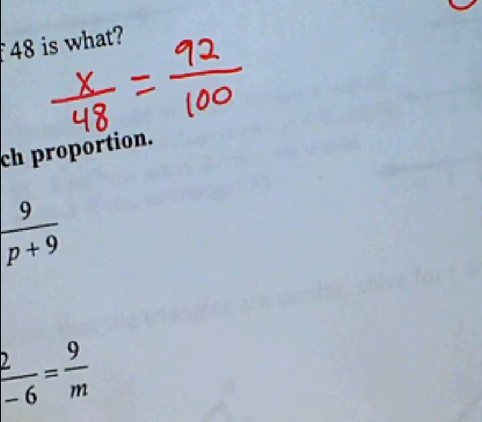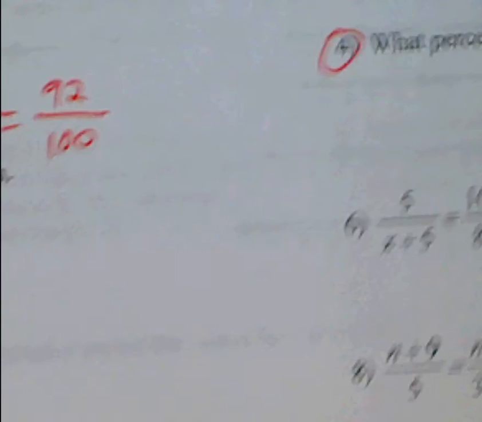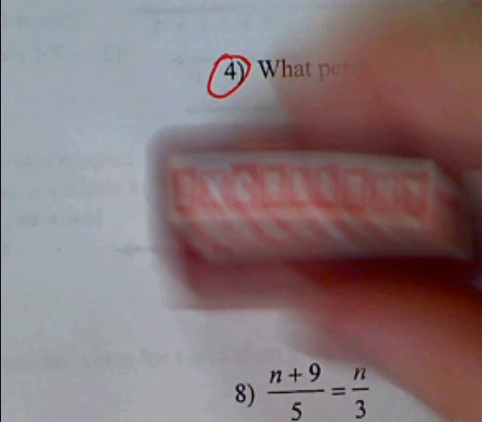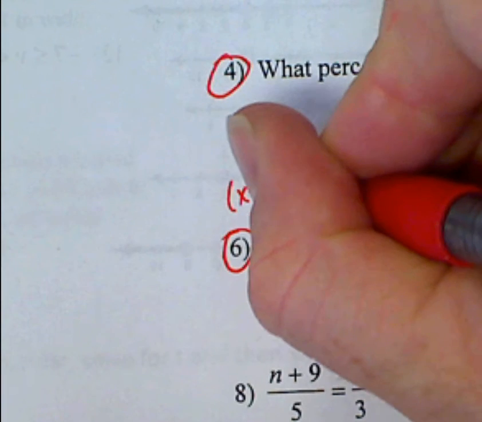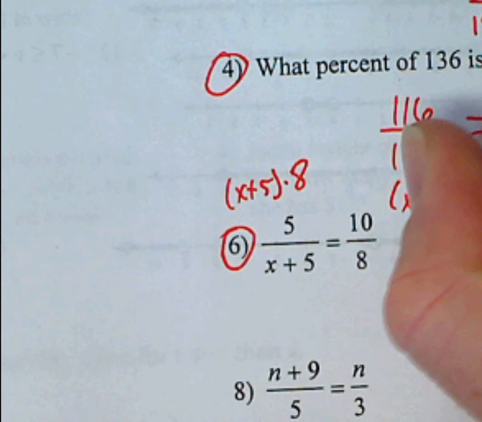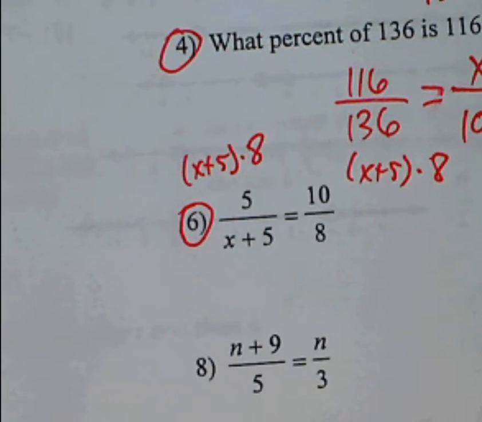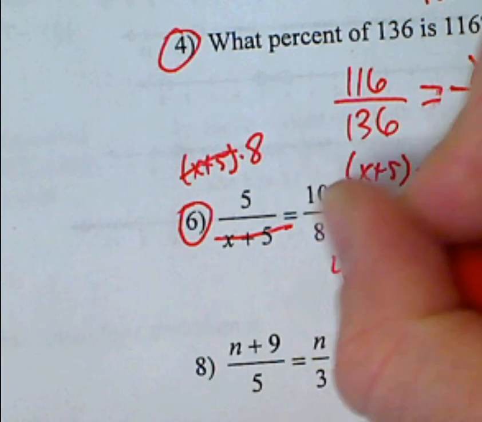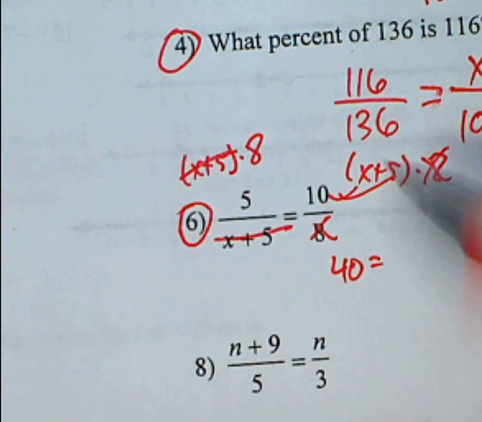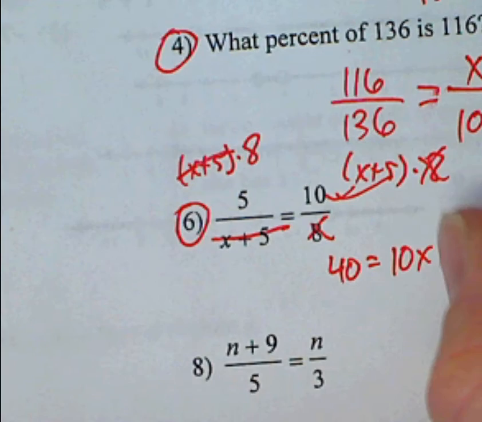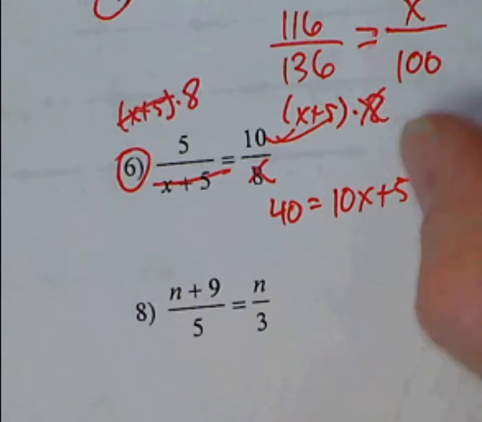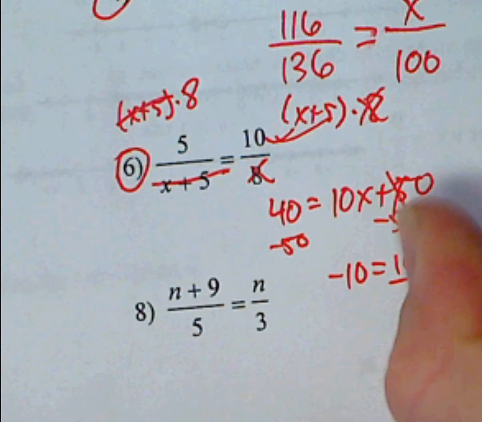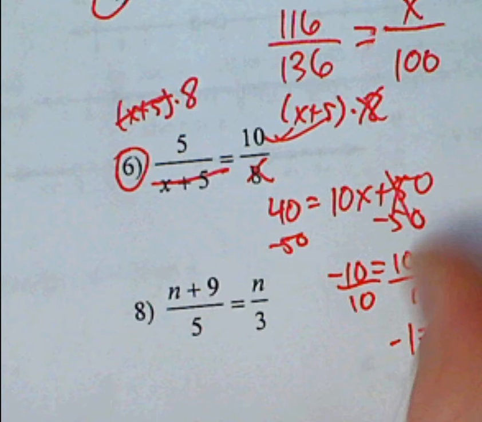Number 5, most of my classes did in class. Number 6, go ahead and pause the video for number 6 and try. On number 6, I'm going to multiply both sides by my denominators, x plus 5 times 8, x plus 5 times 8. My x plus 5 goes away. That leaves me with 40. My 8 goes away. Now I can go ahead and distribute my 10. That would be 10x plus 50. I would get rid of my 50. So that's negative 10 equals 10x. Divide by 10 and I get negative 1 equals x.